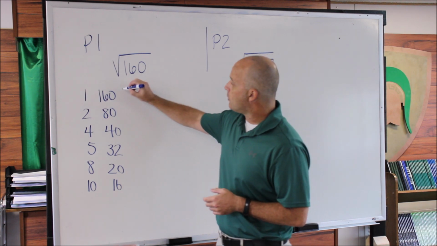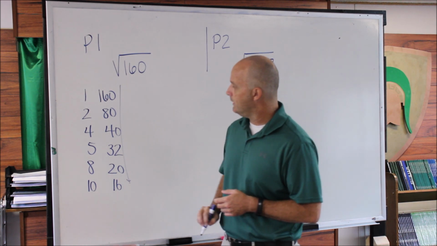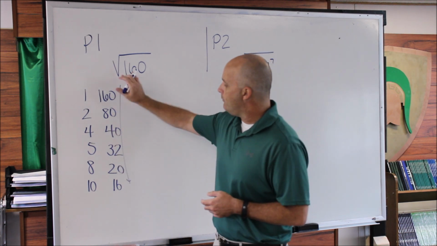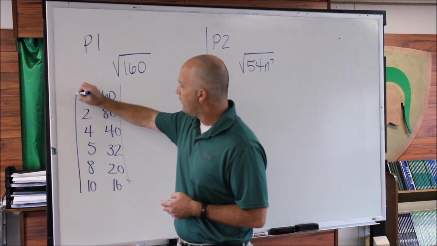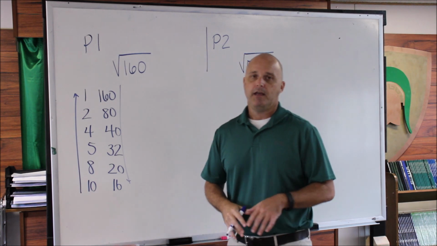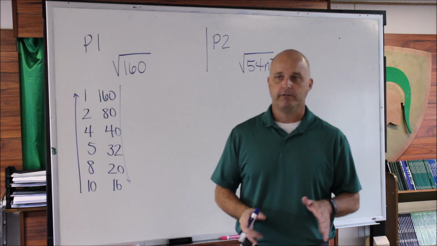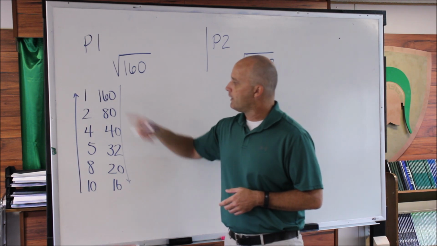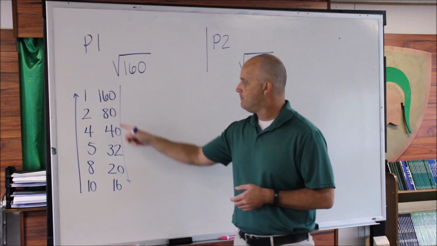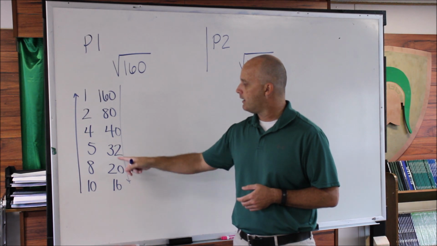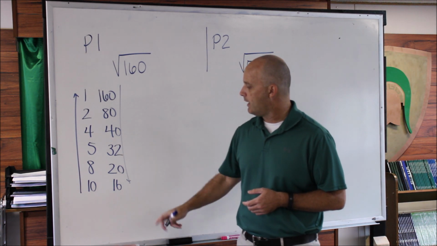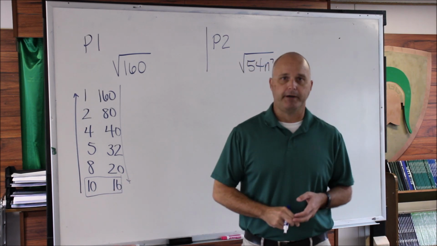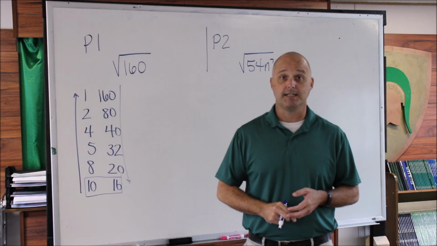So I'm going to start by going down this side of the list and see if I've got any perfect squares on this side. If I don't have anything on this side, then I'm going to continue by going up that side. If I don't have any perfect squares, then that means this is as simplified as it can get. So starting at 160, I know that 160 is not, 80 is not, 40 is not, 32 is not, 20 is not, but 16 is. So that's the factor pair that I want right there, 16 and 10.